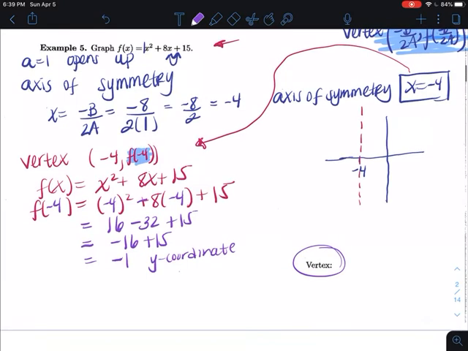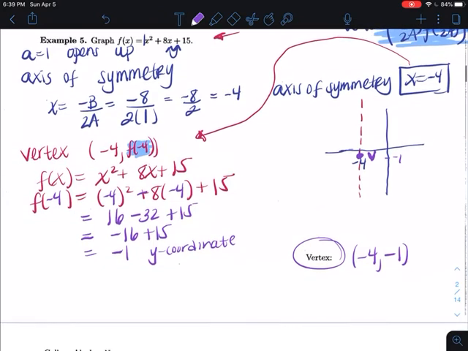So your actual vertex, in the space where it says vertex, is going to be negative 4, the same value as the axis of symmetry, and negative 1. So on this vertical line, negative 4, negative 1 is actually the vertex. The vertex would be here. That's my vertex. We already know that it's going to open up.